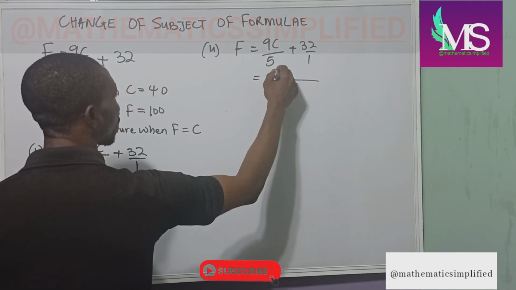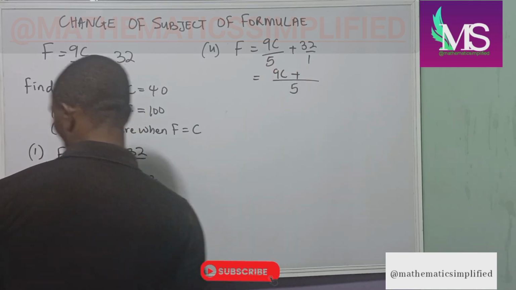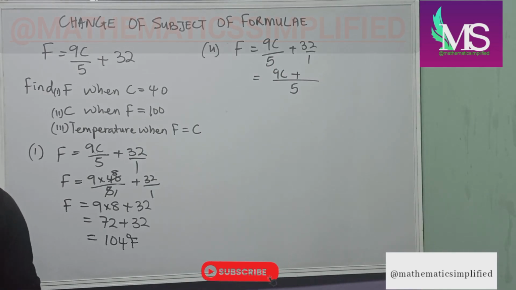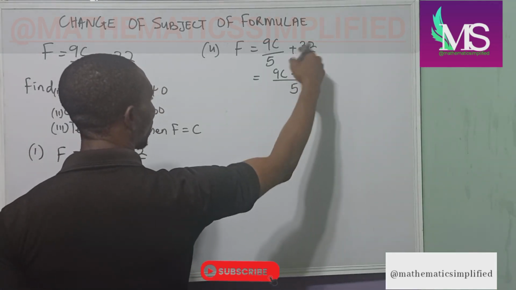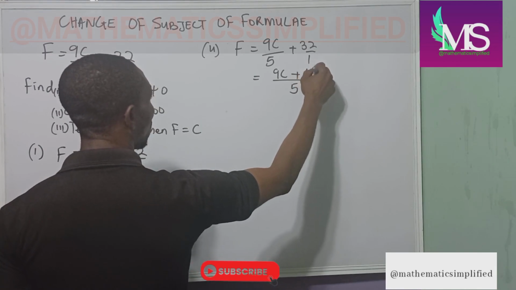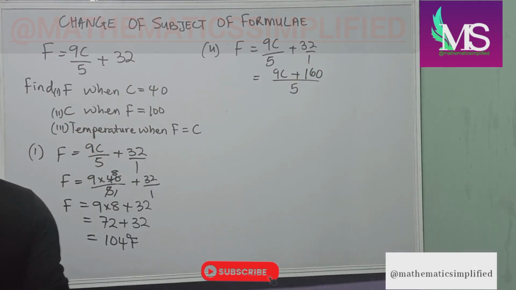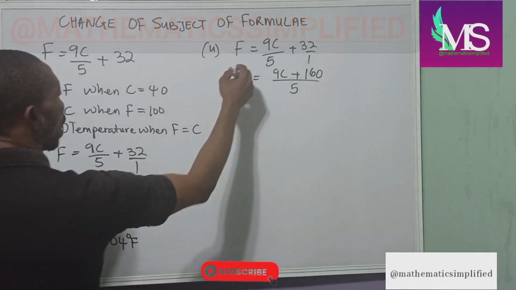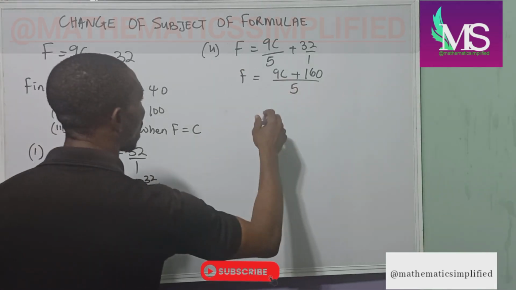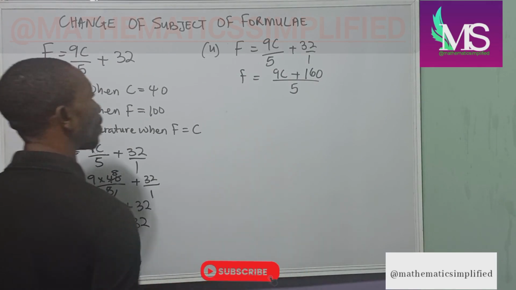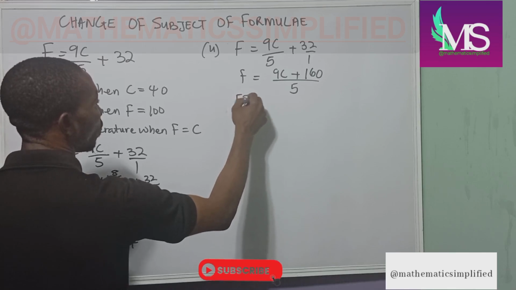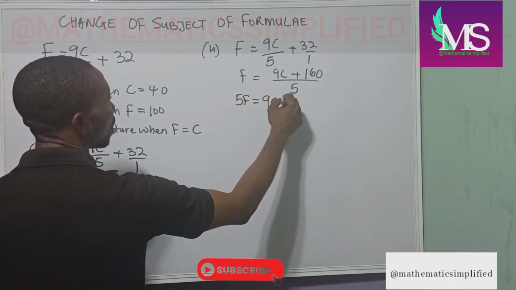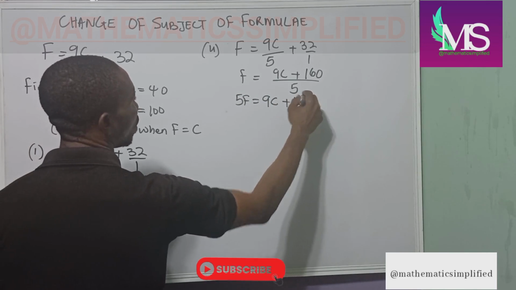So 5 here will give us 9C plus 32 times 5. 5 times 2, 10, write 0, carry 1. 5 times 3, 15 plus 1, 16. So that will give us 160. So now our F equals 90 plus 160 divided by 5. Now cross multiplying, we have 5F equals 9C plus 160.